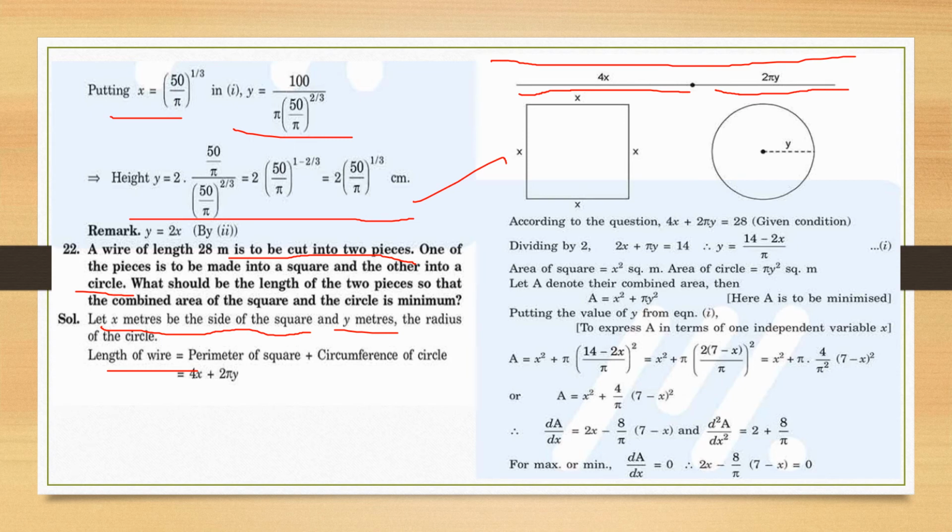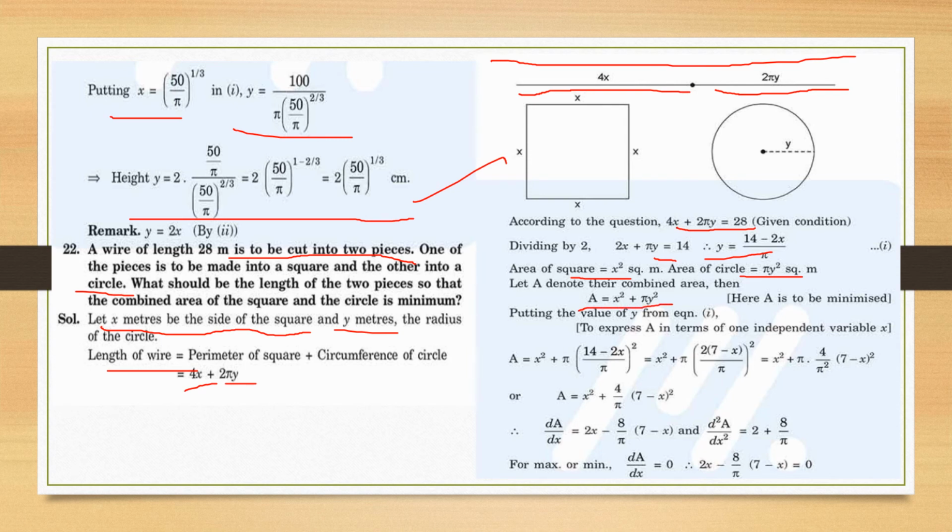So the length of wire will be 4x plus 2 pi y. According to the question, this perimeter is 28, so y is (14 minus 2x) upon pi. The area of the square is x square, and the circle is pi r square, that is pi y square. So the combined area will be x square plus pi y square.